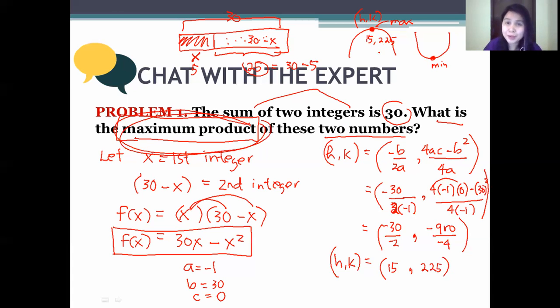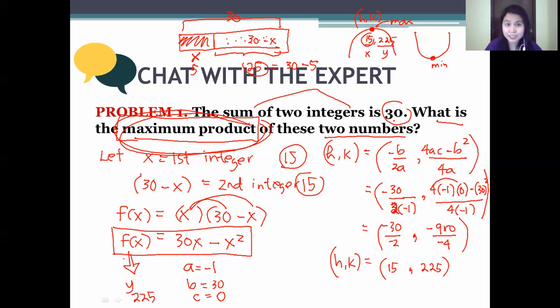Here, how do we interpret our h, k? Remember, 15 is your x, while this is your y. In this equation, f of x is the same as your y. So the maximum product is 225. What are the values of x? What are the numbers? 15. And what is the other number? 30 minus 15, so still 15. So the two integers that are being multiplied are 15 and 15.